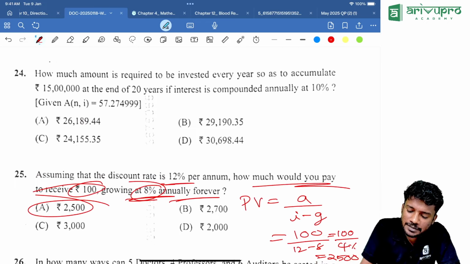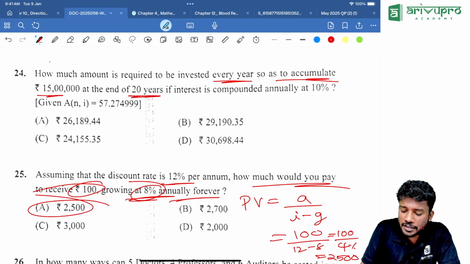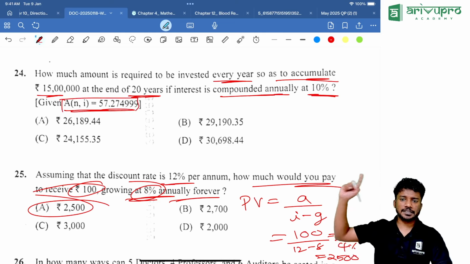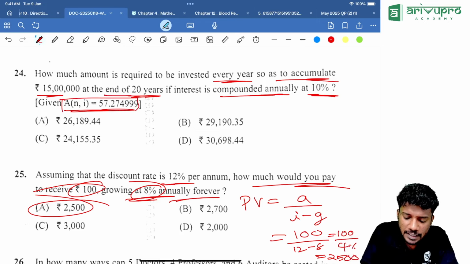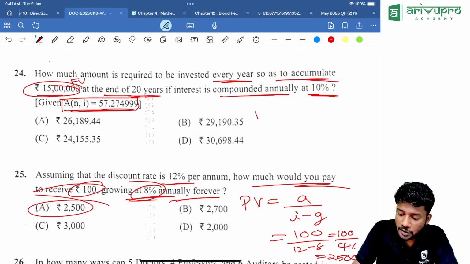How much amount is required to be invested every year so as to accumulate 15 lakh at the end of 20 years if the interest is compounded annually at 10%? The future value annuity factor is given. Now my question: is it an annuity regular or an annuity due? Annuity regular, because it is the end of 20 years. What are they telling? Future value is given. FV is how much? 15 lakh. So what are we going to do?